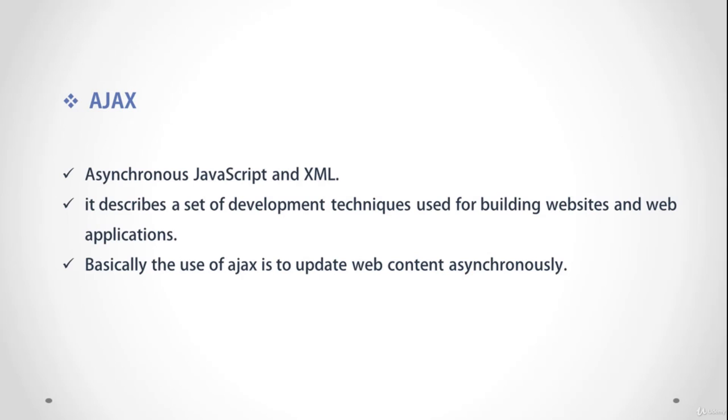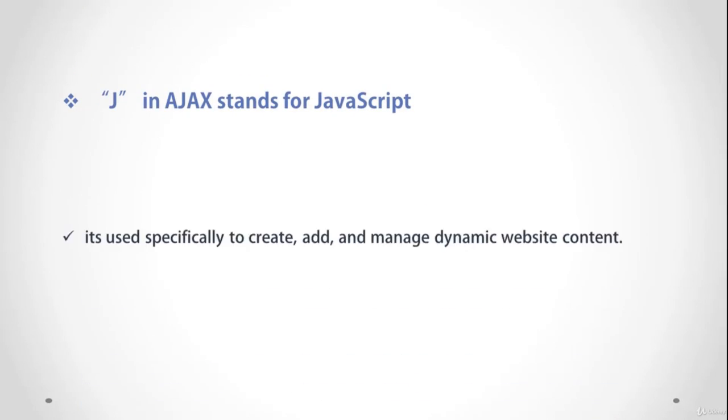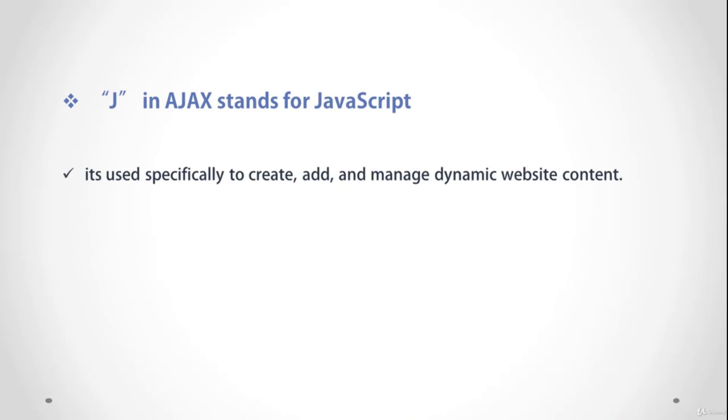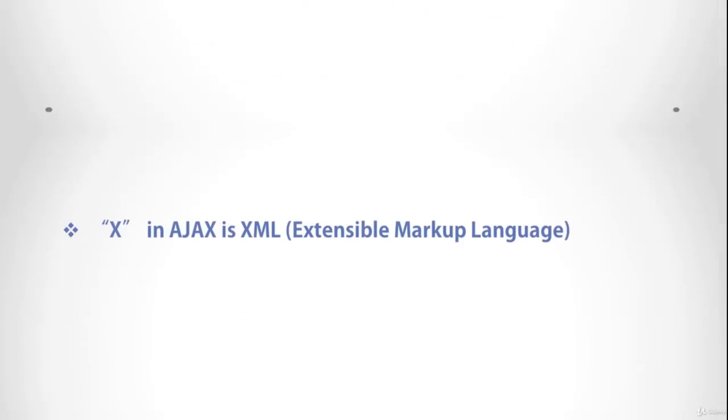As mentioned above, the J in Ajax stands for JavaScript. It's used specifically to create, add, and manage dynamic website content. In other words, after markup languages like HTML and CSS are used to build and display static web features like headers, font, and paragraphs, JavaScript is then used to control features that require real-time updates while a visitor is viewing a page.